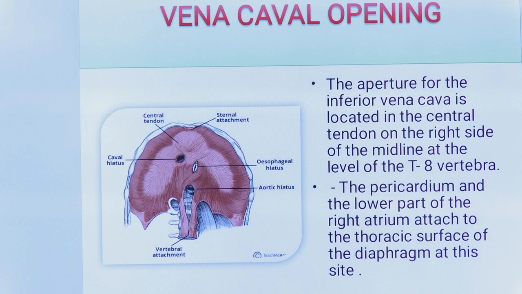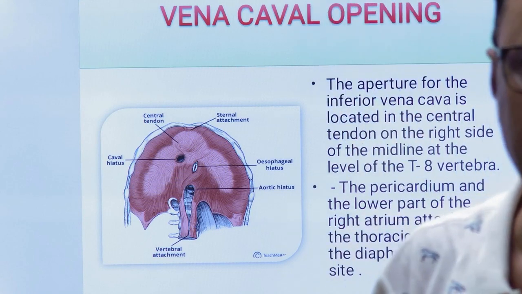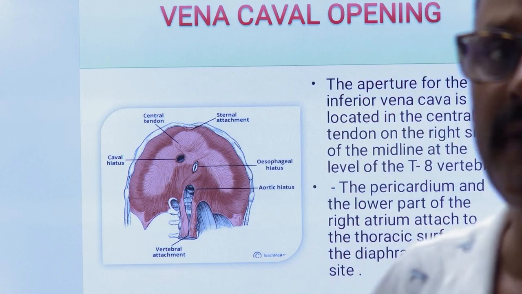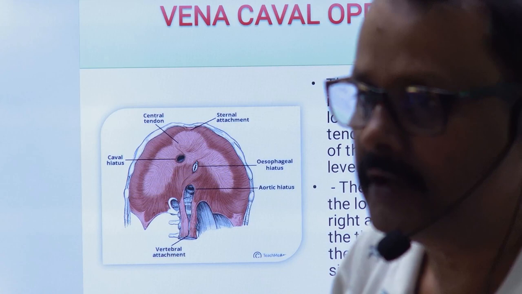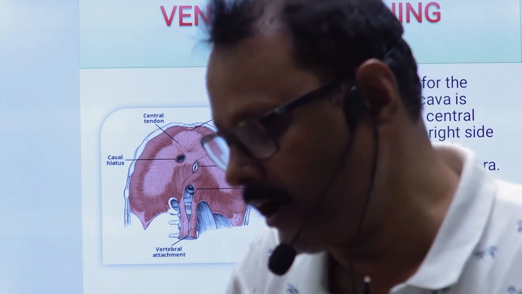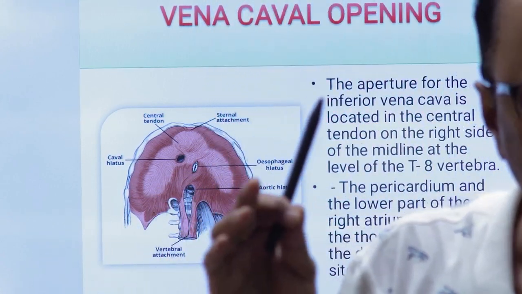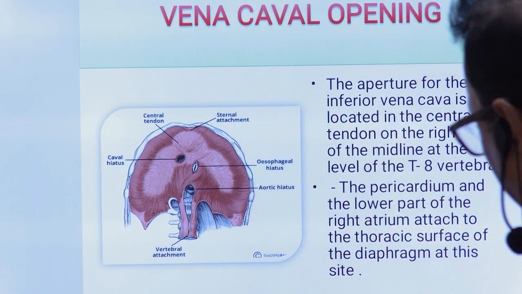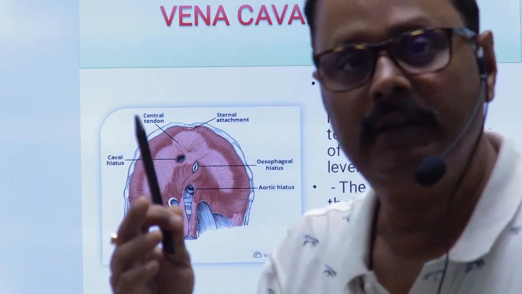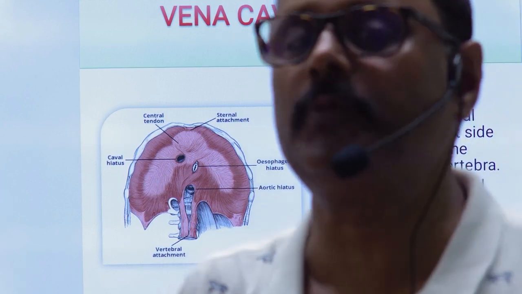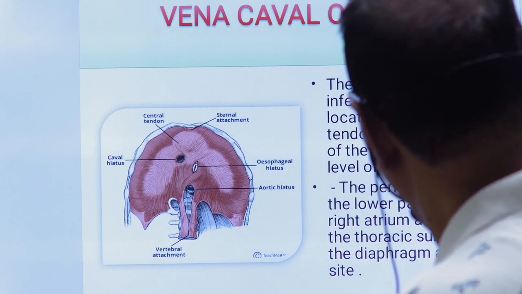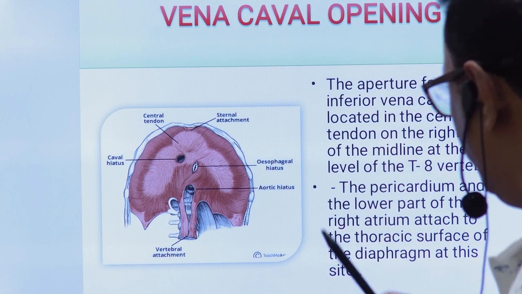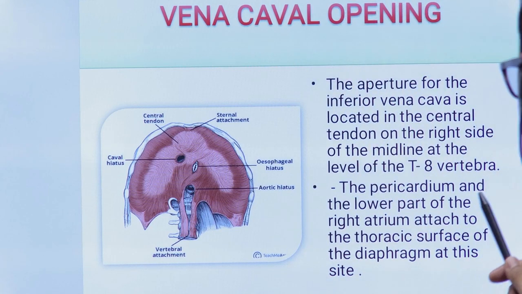Now we have the vena cava opening. So we have seen, on the third opening, the aortic opening. The aortic opening was just behind the diaphragm. The contraction of the diaphragm is not affected at all by the aorta. Second, the esophageal opening is situated in the right part of the diaphragm, and the right part of the diaphragm is actually crucial for the sphincter action. And now the third one is the vena cava opening, which is at a higher level, T8, after T12 and T10, and now we are at the T8 level.